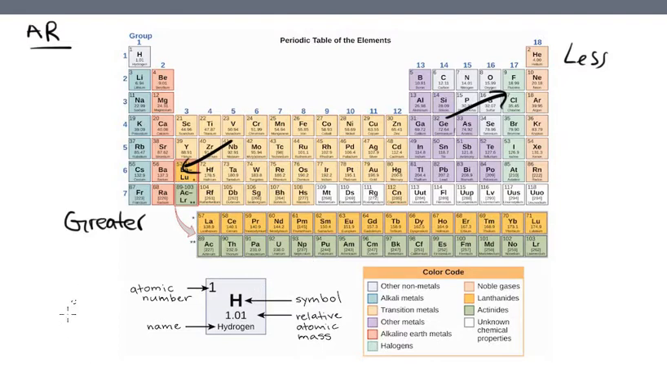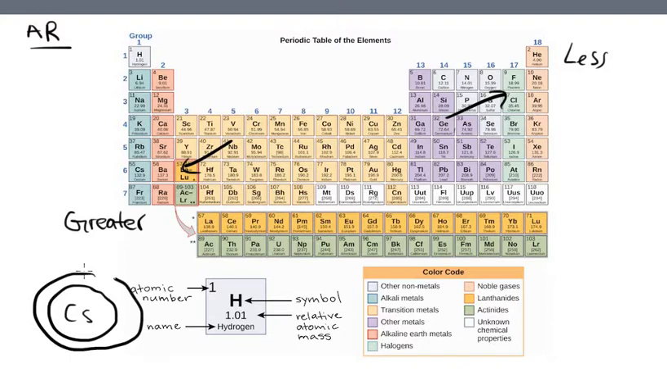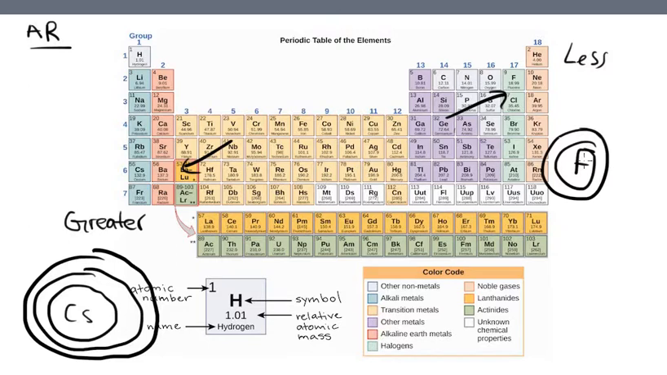So something like cesium, like I mentioned before, which has a lot of energy levels. If you have a lot of energy levels, you're going to be bigger. That's essentially all atomic radius is. Compared to fluorine, which only has 1 or 2, it's not as big, and that's why it doesn't have as big of a radius.